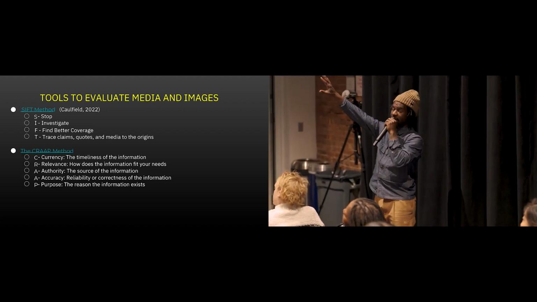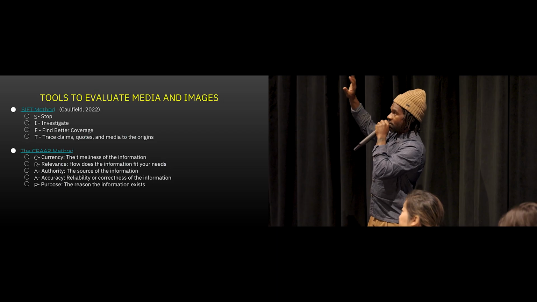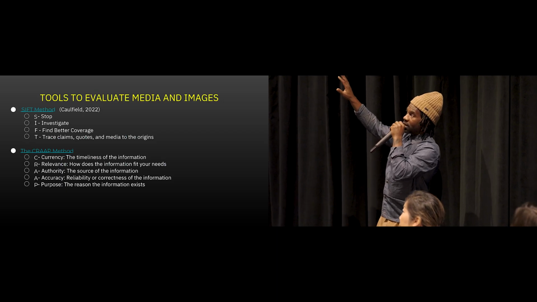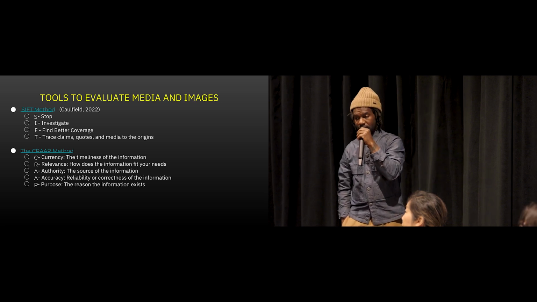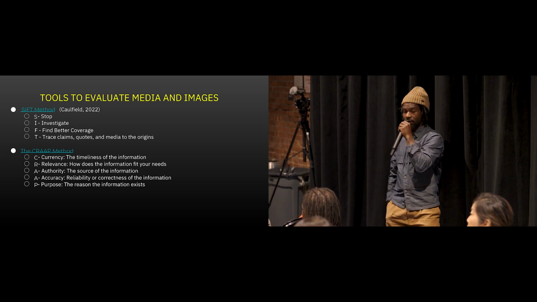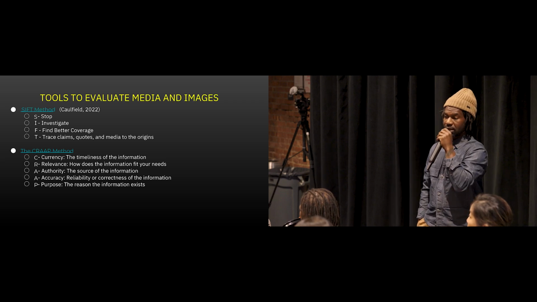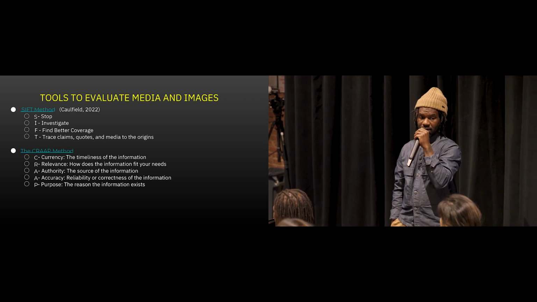So if you have not made a note of these two methods, I invite you all to do it. The SIFT method: stop, investigate the source, find better coverage, trace claims, quotes, and media to the origin. What you talked about early on in the hour about photos that stuck out to you. And then the CRAP method: currency, relevance, authority, accuracy, and purpose. These are the things that we want to offer our students to keep them objective when they're looking at photographs, and to be able to dig deeper when they're trying to make sense of the images they're taking. Does that make sense?